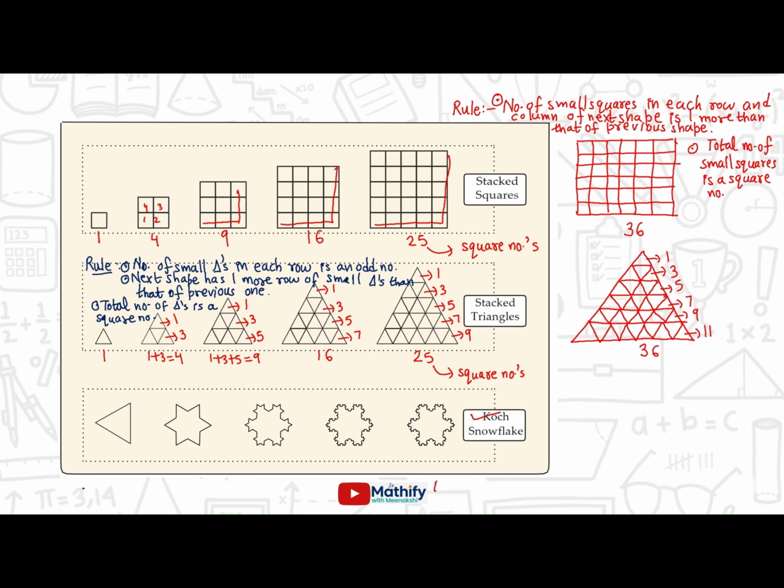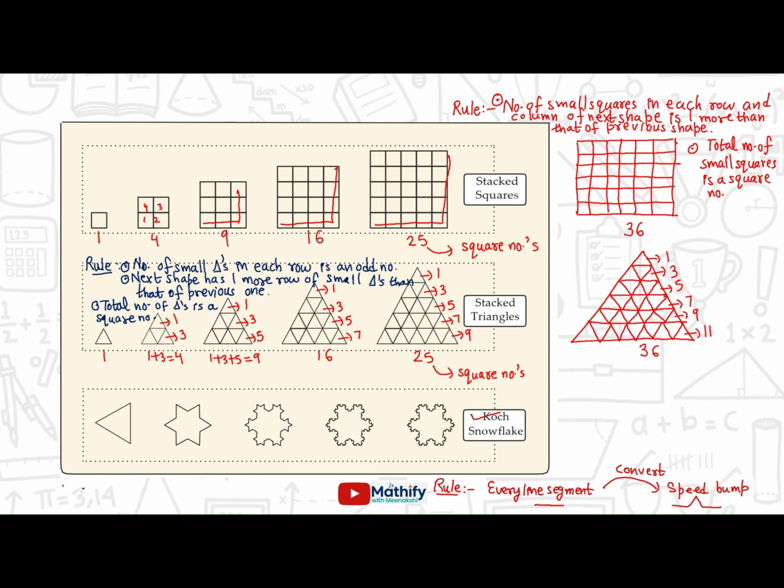So here we have a rule: you have to convert every line segment to a speed bump. That means we have to convert this line to this line. One line segment becomes four line segments. So this we have to convert. Wherever we see a single line segment, we have to make this design.